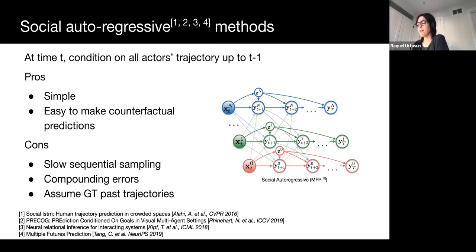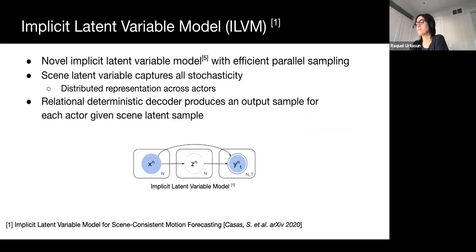actors. However, it implies slow sequential sampling and suffers from compounding errors, also known as distributional shift, as we have seen before. Finally, all the approaches proposed using this paradigm assume perfect perception, which, as we had discussed at length, is not a good assumption. It's not realistic, and it will never happen in practice.